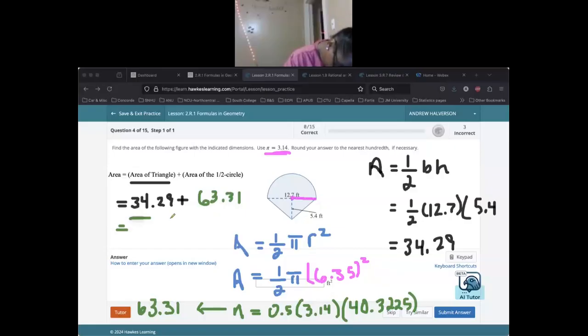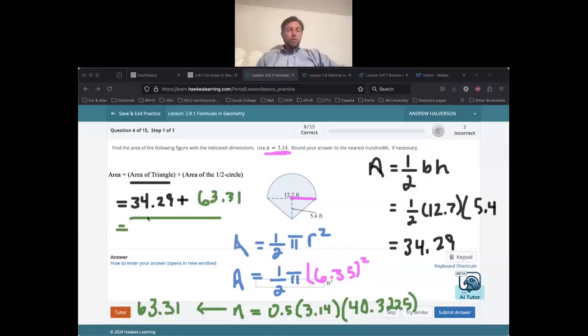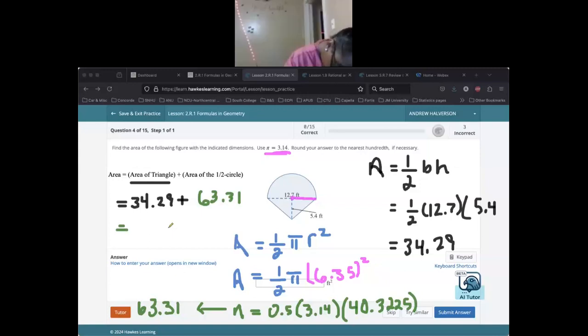So now we add these two shapes, the area of those two shapes. 97.6.